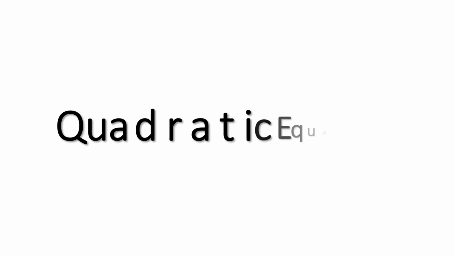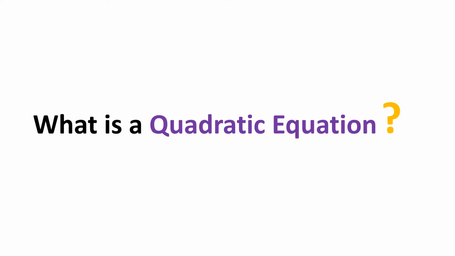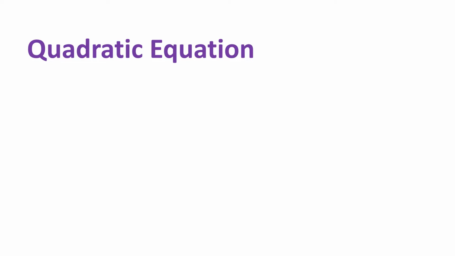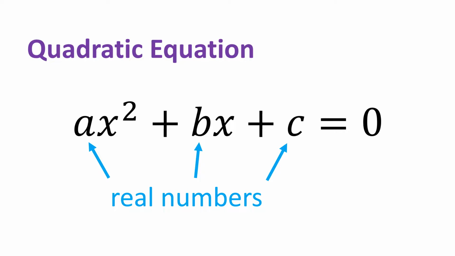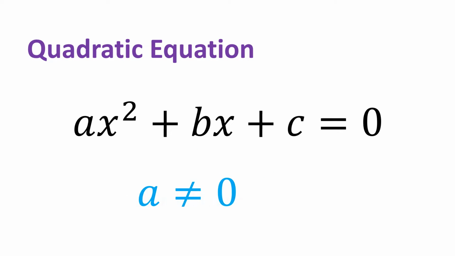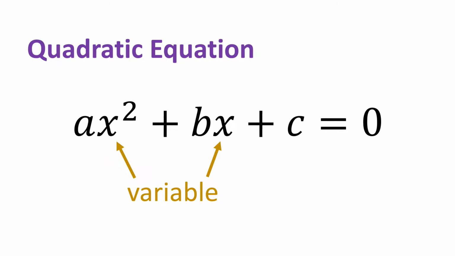In this video, we will learn what is a quadratic equation and how to solve quadratic equations by factoring. So what is a quadratic equation? A quadratic equation is an equation of the form ax squared plus bx plus c equals 0, where a, b, and c are real numbers, a not equal to 0, and x is the variable. We call this the standard form.